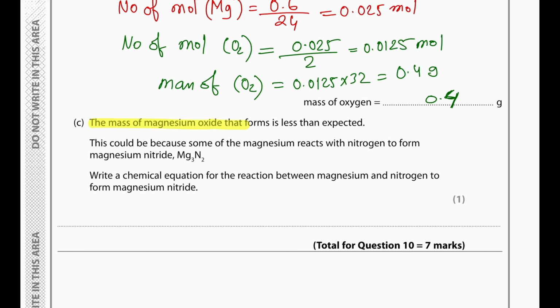The mass of magnesium oxide that forms is less than expected. This could be because some of the magnesium reacted with nitrogen to form magnesium nitride. Write a chemical equation for the reaction between magnesium and nitrogen to form magnesium nitride. Guys, in this one, we're going to start with plain magnesium and react it with nitrogen, N2. And then we're going to write down the product, Mg3N2. Our goal will be to balance this. Since we have N2 on the right hand side and on the left hand side we also have N2, now we need to match the 3 magnesium, so we're going to put a 3 here.